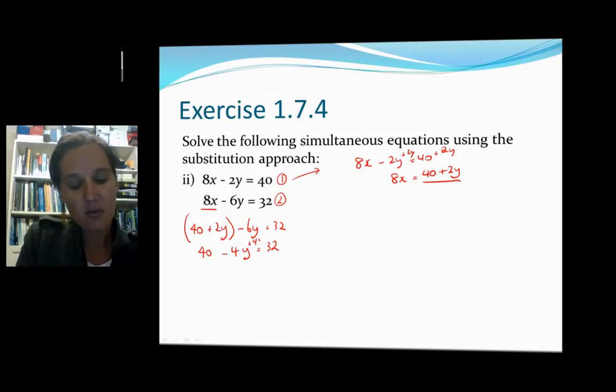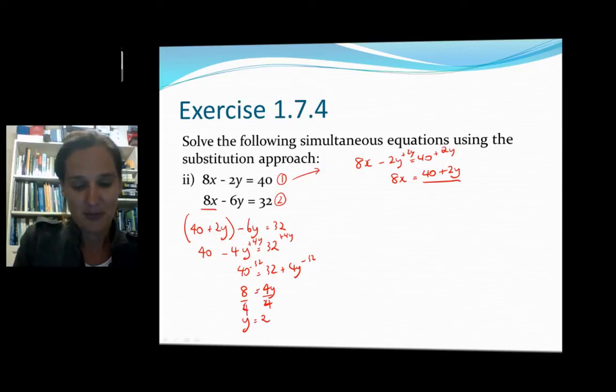If we add 4y to both sides, 40 equals 32 plus 4y. Minus 32 and minus 32, 8 is equal to 4y. Dividing by 4, we get y is equal to 2.